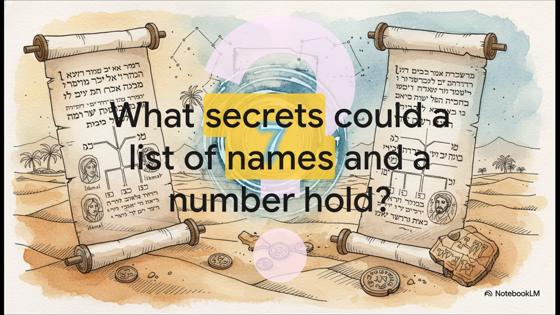So here's the mystery we're trying to solve. You've got a list of names, 12 sons, and a number, their father's age when he died. That's it. It looks pretty straightforward, almost like an afterthought. But what if it's not just a record? What if it's actually a key? A key designed to unlock totally different puzzles somewhere else in the story. The real question is, how do we even begin to find the lock it fits into?